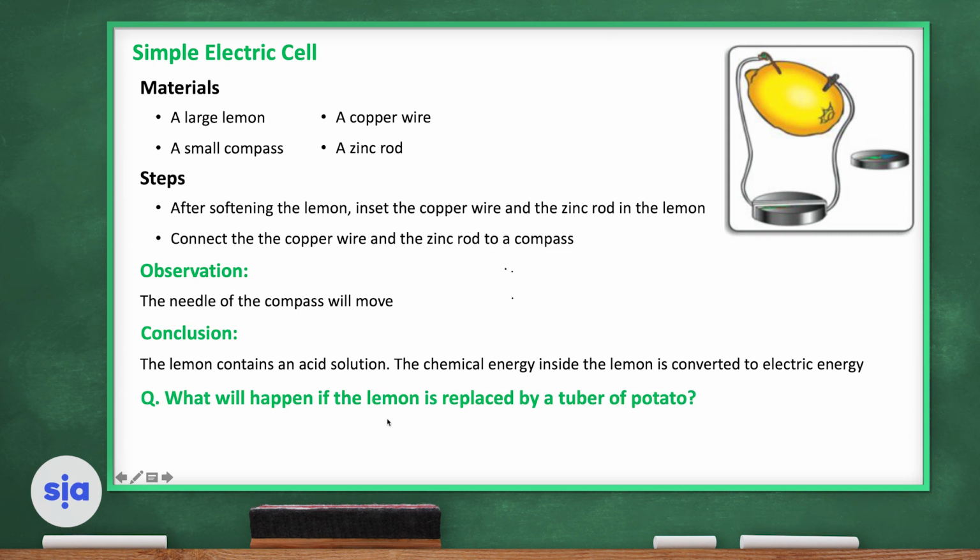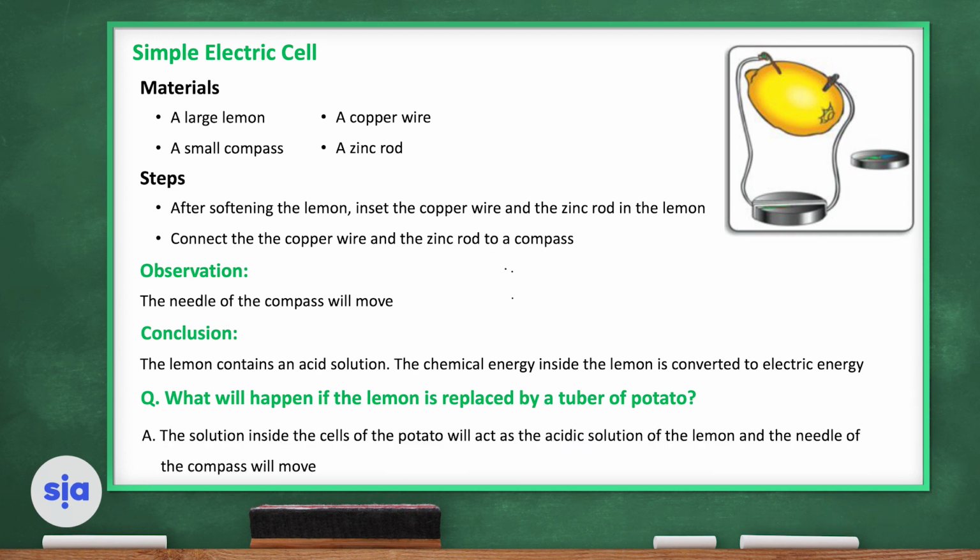What will happen if the lemon is replaced by a tuber of potato? Potato? Yes. The solution inside the cells of the potato will act as the acidic solution of the lemon, and it will conduct electricity and the needle of the compass will move.